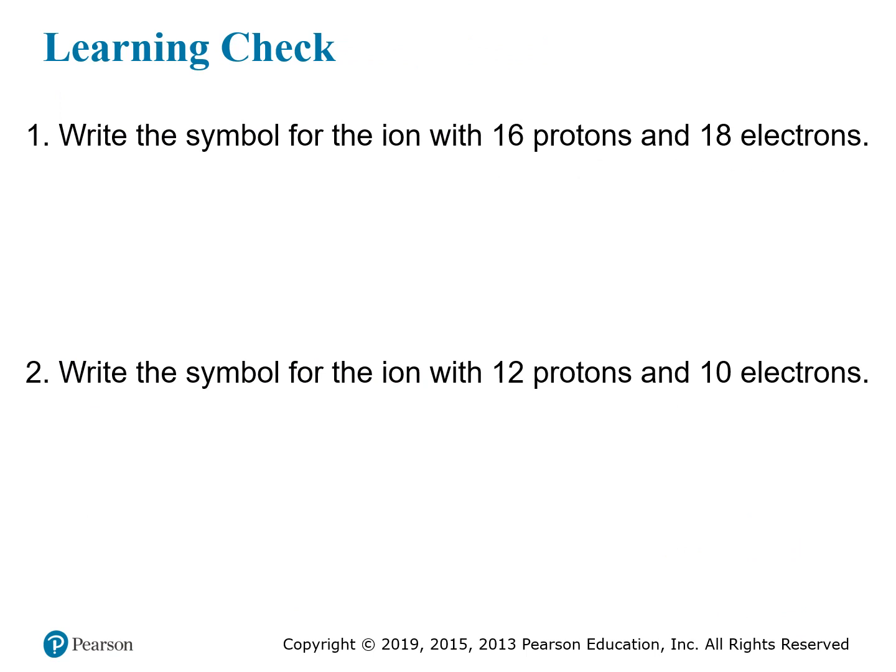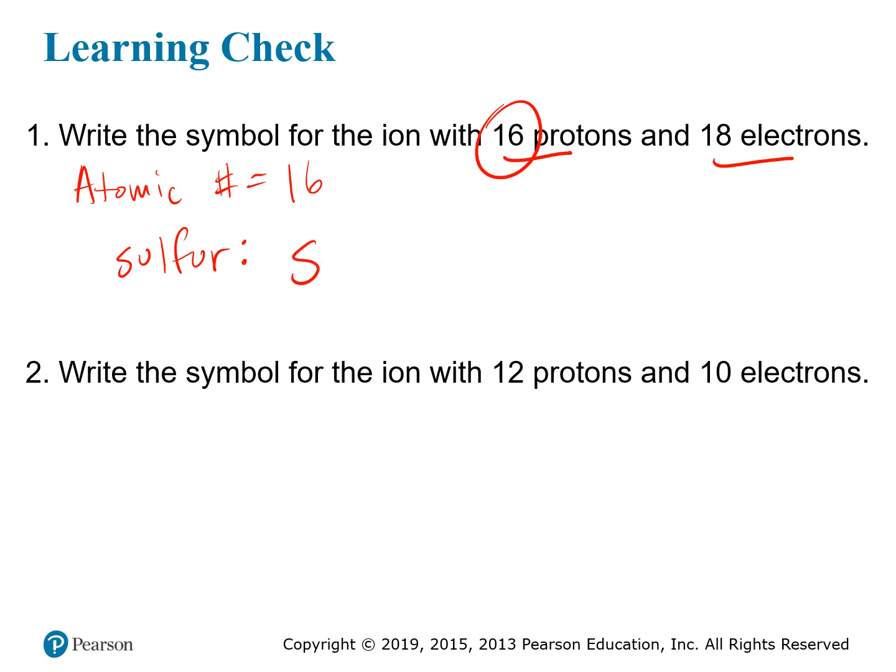So, how do we use this to write the symbol for a particular ion? Well, if we have an ion with 16 protons and 18 electrons, what are we looking at? First, we need to know what element it is. The element is determined by the number of protons, which is the atomic number. So if it has 16 protons, then the atomic number equals 16. And the element with atomic number 16, if you look it up in the periodic table, is sulfur. And sulfur has the symbol S.